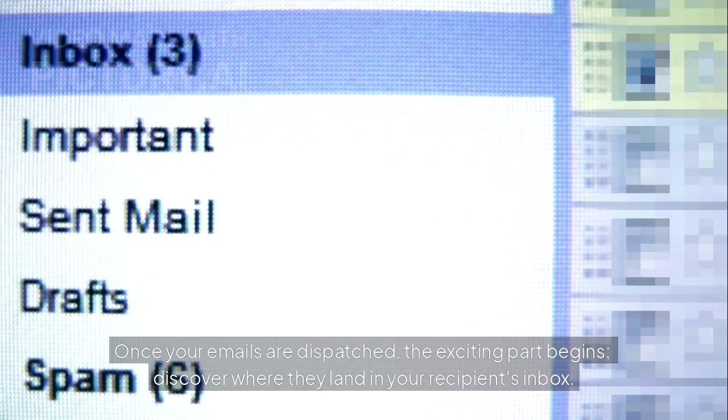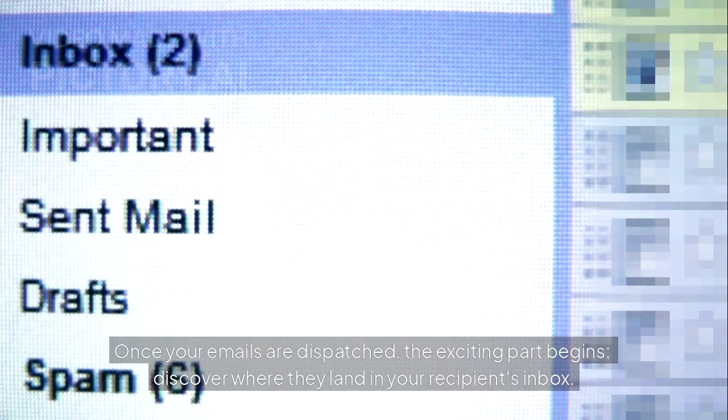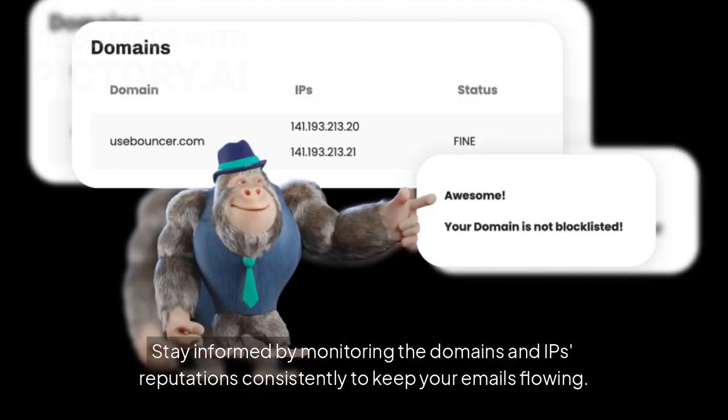Once your emails are dispatched, the exciting part begins. Discover where they land in your recipient's inbox. Stay informed by monitoring the domains and IPs' reputations consistently to keep your emails flowing.